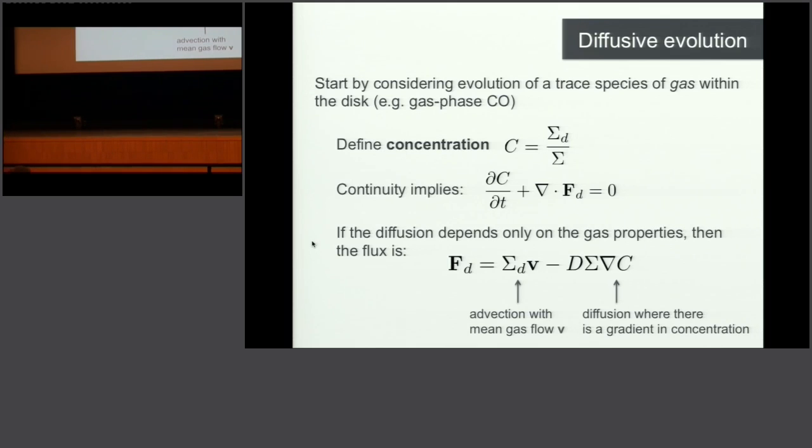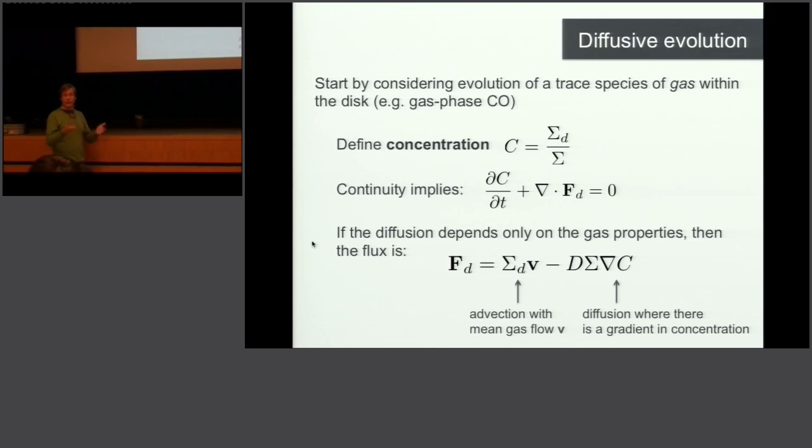So let's start here by thinking of a trace species of gas that is embedded within the bulk hydrogen within the disk. So this might be carbon monoxide, it might be water vapor, something like that. Okay. So let's define the concentration C as being the surface density of that species normalized to the overall surface density of the disk. So the assumption that this is a trace species of gas implies that this C quantity is going to be small. So it might be 100th or 1,000th or some number like that.